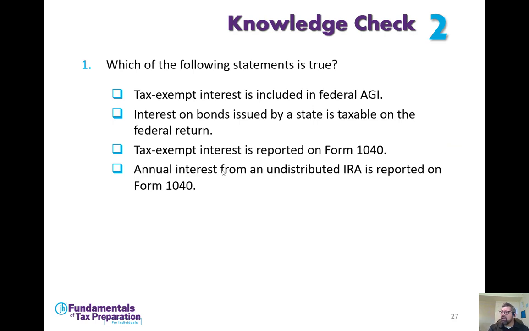Tax exempt interest is included in the federal AGI. No, that's not true. Interest on bonds issued by a state is taxable to federal return. That's not true because state bonds are not taxable at the federal level, and federal bonds are not taxable at the state level. Okay. Tax exempt interest reported on the 1040 form, that is true. So that's the correct answer.